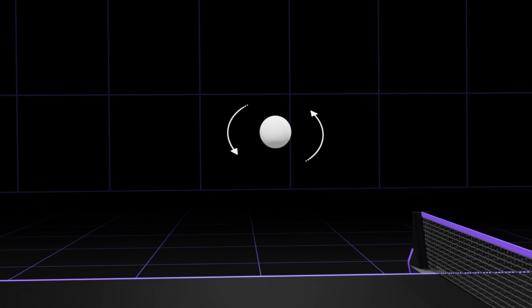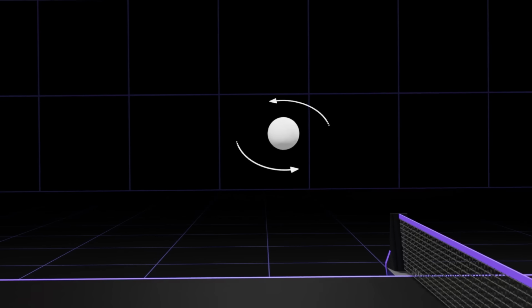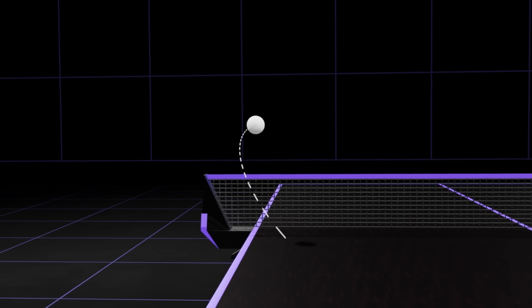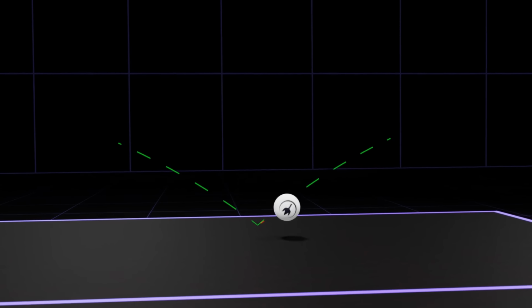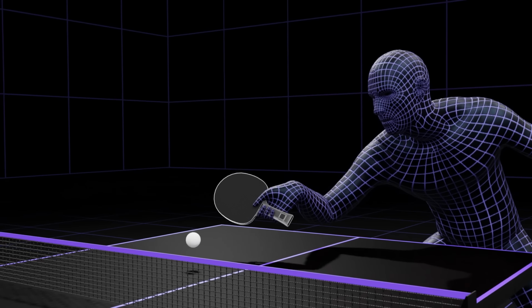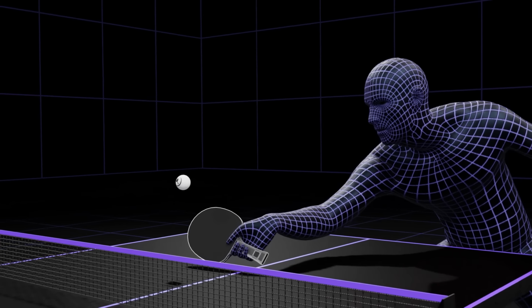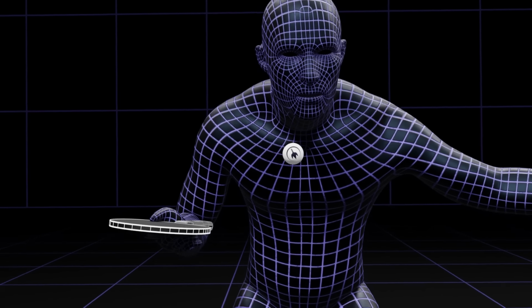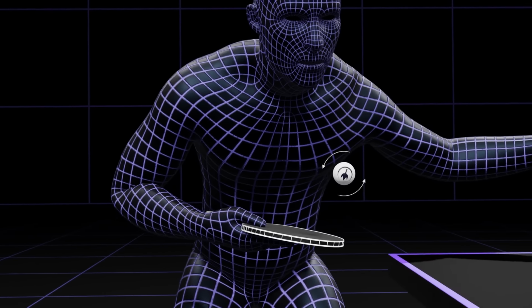Spin is one of the most powerful tools in table tennis. It creates deviations in the ball's trajectory, causes unpredictable bounces, and makes it more difficult for the opponent to return shots. In this video we will go over the key factors for generating the maximum spin.